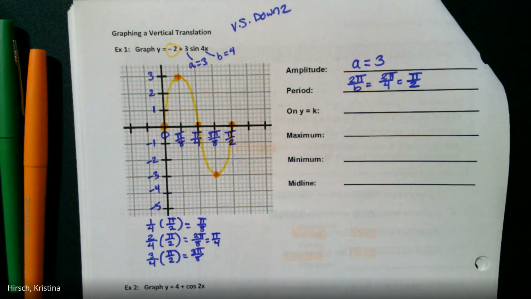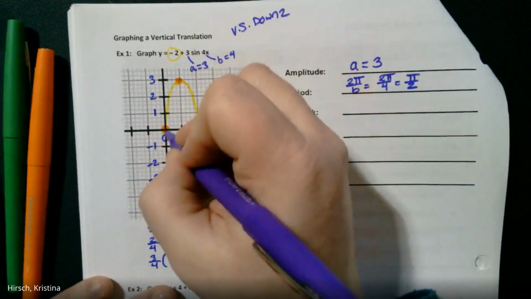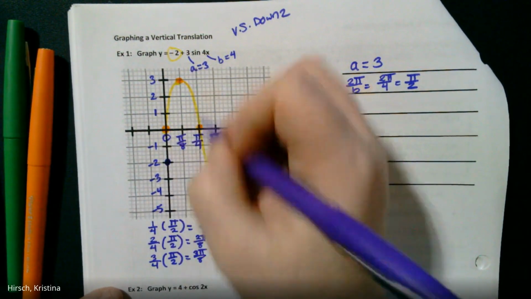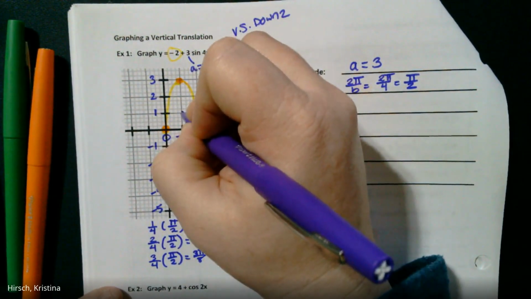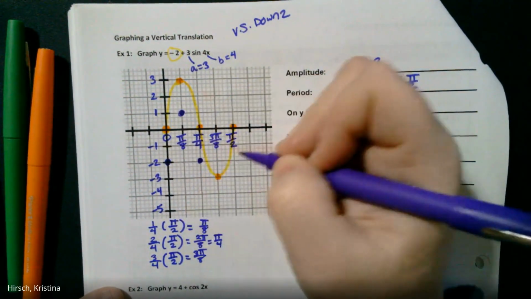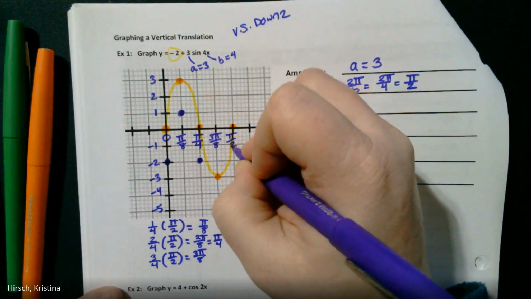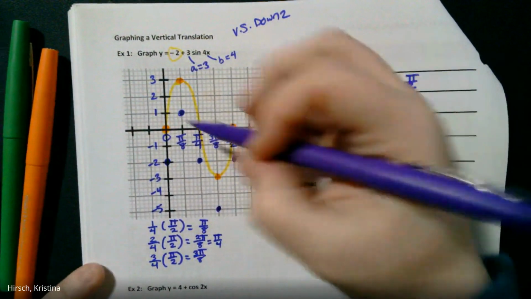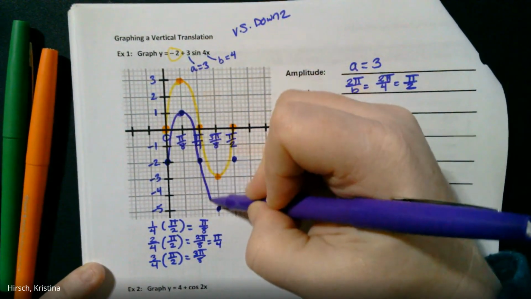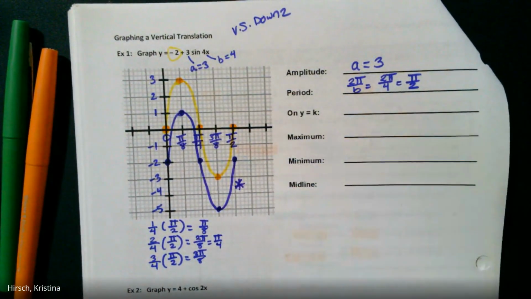Okay, but what happens is we take that graph, that's our amplitude, and what do we have to do? Well, we started here, but we have to go down 2. We would have been here, but we go down 2. We would have been here, but we go down 2. We would have been here, but we go down 2. So this graph ends up looking like this instead. Okay, so this is the graph that we need to use. Okay, so that's my shifted graph.